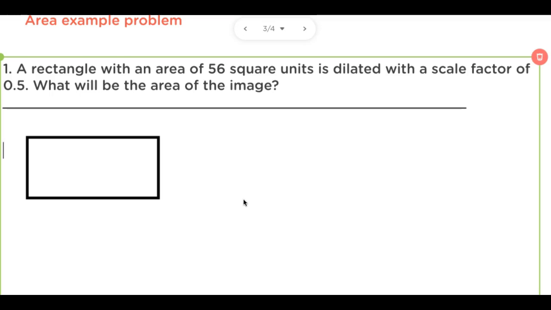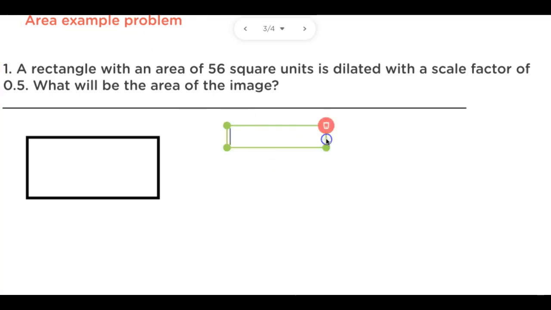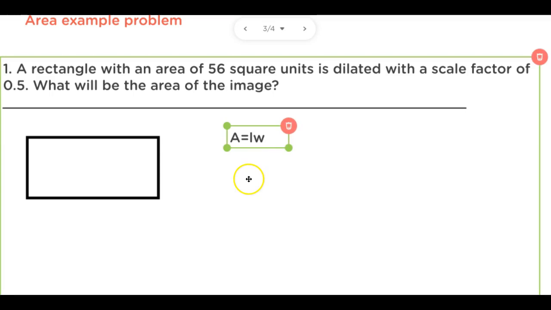Okay, so here we go. This is a little bit different because it says area, not perimeter. What do we know about area? We know that A equals length times width. In this particular example, we know that the area is 56. So we need to find two numbers that multiplied together give you 56.